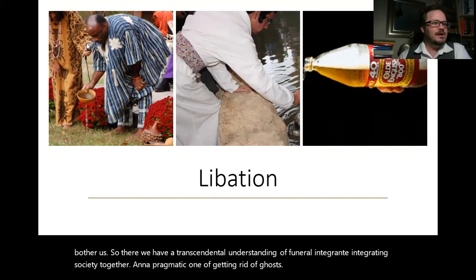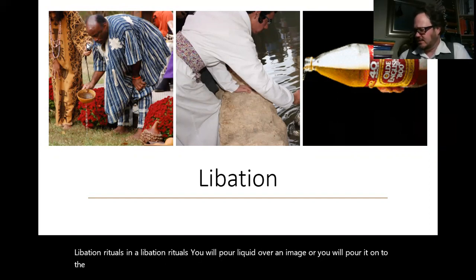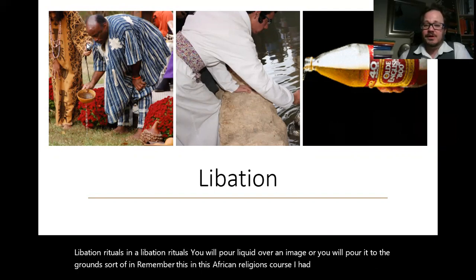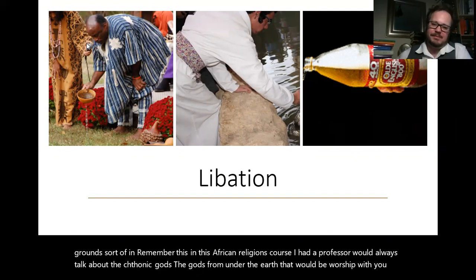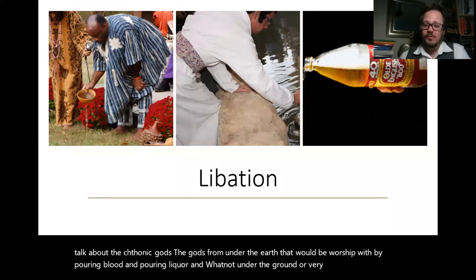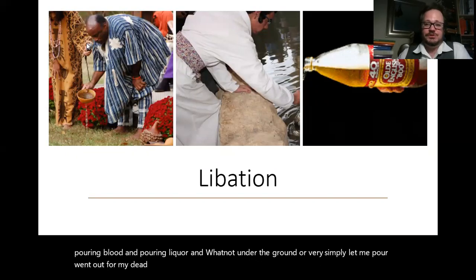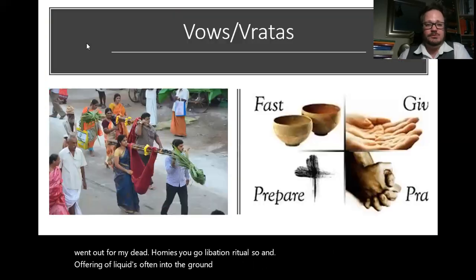Libation rituals. In a libation ritual, you'll pour liquid over an image, or you'll pour it onto the ground. I remember in an African religions course, I had a professor who would always talk about the chthonic gods, the gods from under the earth that would be worshipped by pouring blood and pouring liquor and whatnot onto the ground. Or very simply, let me pour one out for my dead homies. There you go, libation ritual. So an offering of liquids often into the ground. We see these cross-culturally as well.